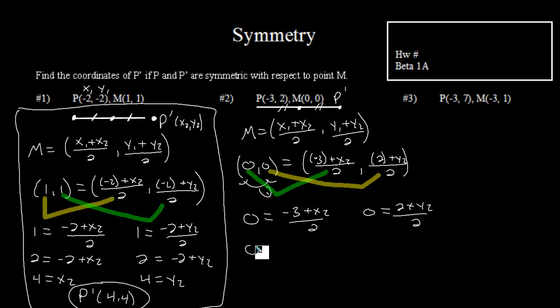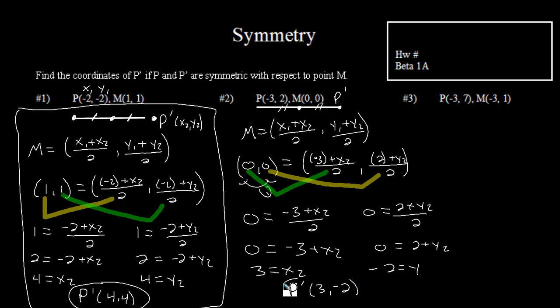We multiply both sides by 2 here. 0 times 2 is 0. Add 3 to both sides, and you get x sub 2 is 3. Here if you multiply both sides by 2, then subtract 2 from both sides, you get y sub 2 is negative 2. So for this problem, the coordinates of P prime, x, y, are 3, negative 2.